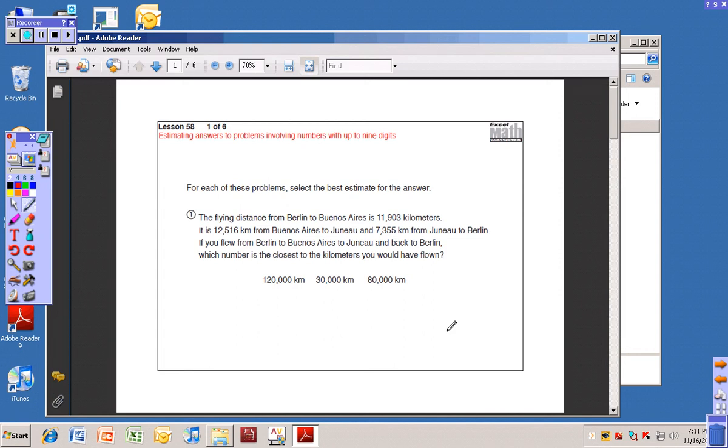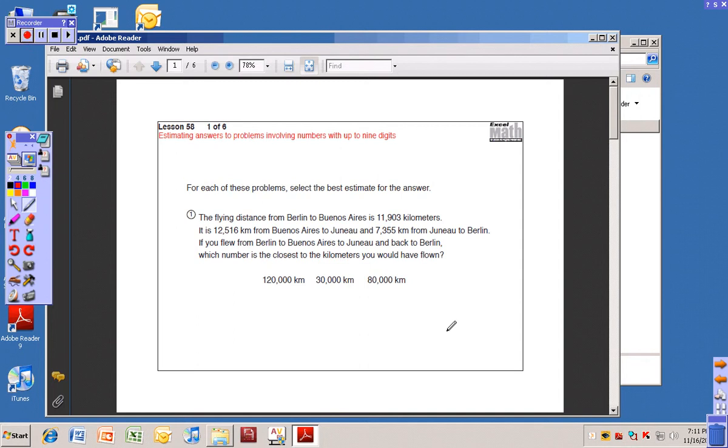Alright, so this is lesson 58 of the 6th grade Excel. Estimating answers to problems involving numbers with up to 9 digits. These get kind of tricky because you're dealing with a lot of digits, and you need to be careful that you're not just getting rid of some of the digits or not counting the zeros when you round correctly. So let's take a look at this first problem here.